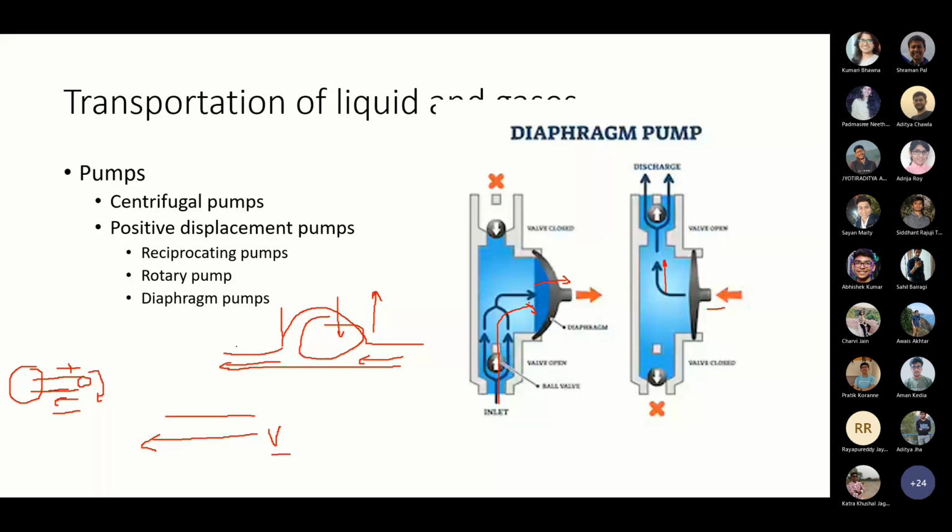The diaphragm pump is especially used when we have slurries, whenever the liquid is filled with particles. It is used because it is a plastic, rubbery material which is the moving material, and the particles don't cause any rubbing or abrasion effect on the surface. To transport slurries, the diaphragm pump is used. Guys, I hope you understood why the diaphragm pump is used for transporting slurries.